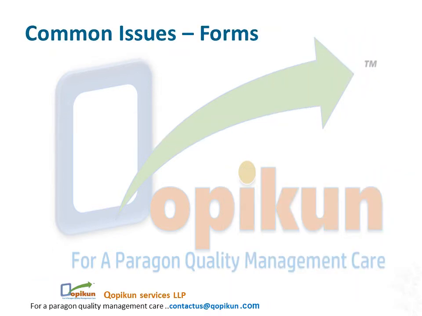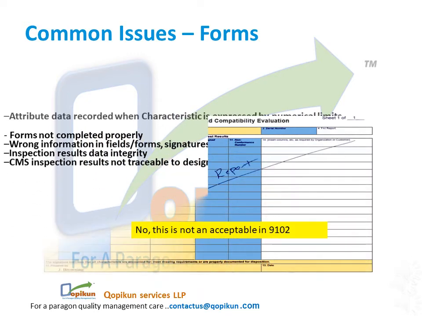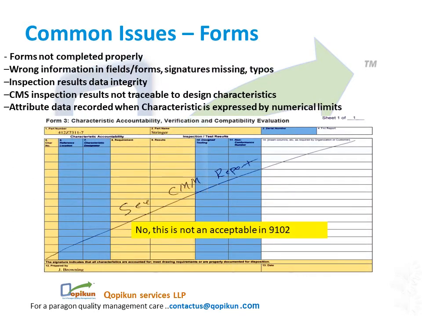Common issues, forms. Some major points are: forms not completed properly, wrong information in fields, signatures missing, typos. Number 3. Inspection results data integrity.